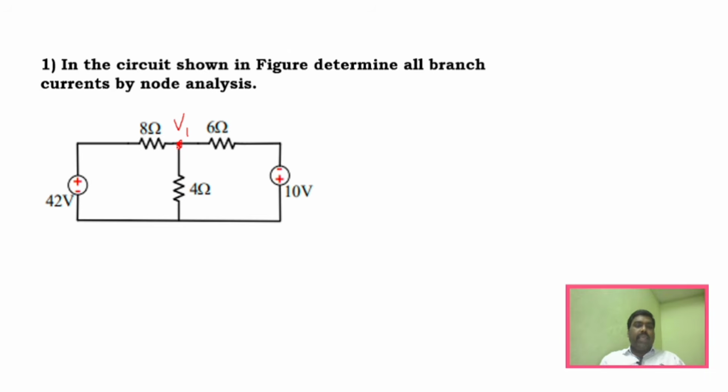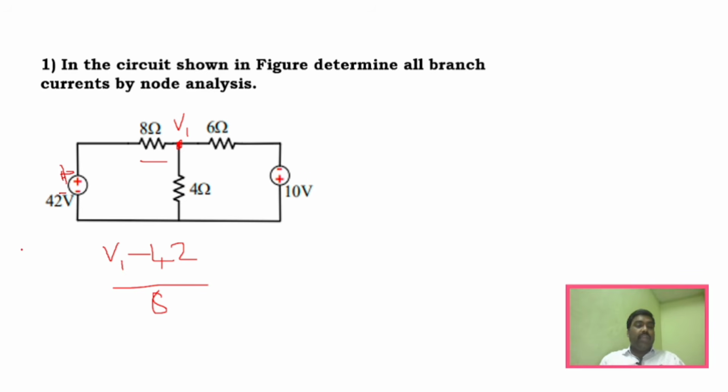While applying KCL, I already said whenever you are considering any particular node, that is considered as a higher potential, correct? So this is considered higher potential, and if you see this voltage source, plus and minus is given, so this point is higher potential. So how will I write? It is V1 minus 42 divided by 8.